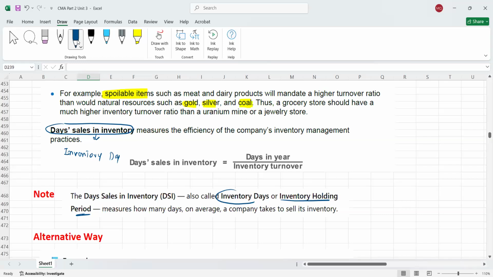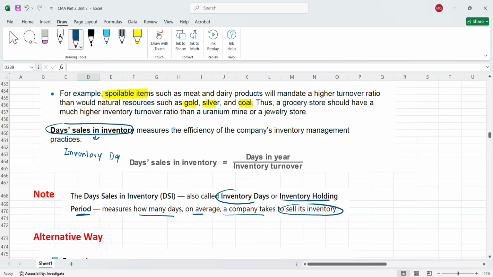So what does it measure? It measures how many days on average a company takes to sell its inventory. If you are a businessman, what do you want? Do you want to sell your inventory in few days or in many days? Definitely in few days, it should be sold very quickly, right? So this is what they are saying. It measures how many days on average a company takes to sell its inventory. Now the question is, how would you calculate inventory days or day sales in inventory?